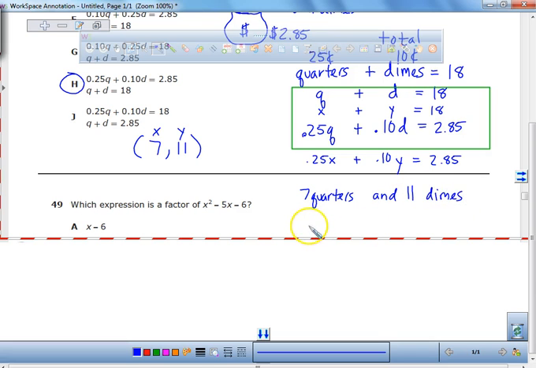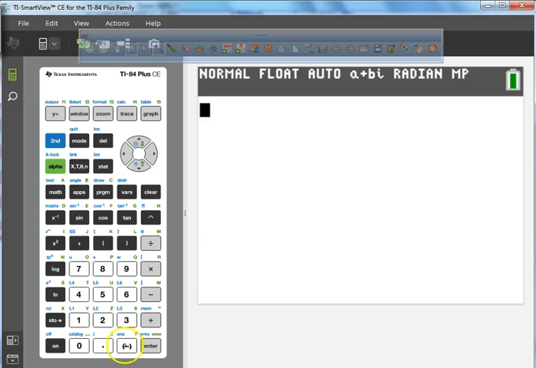Now, how could we check it to make sure it works? Is 7 plus 11 18? So that works, right? But if you did this in the calculator, you could do 0.25 times 7 plus 0.10 times 11, and what should that equal? 2.85. So this is where you would just use your calculator, or whatever calculating device you're using, and type it in and make sure that it equals that. Okay? All right, so if we take 0.25 and multiply it by 7 plus 0.10, you can put 0.1 if you want to, times 11. And what should that equal if we got it right?